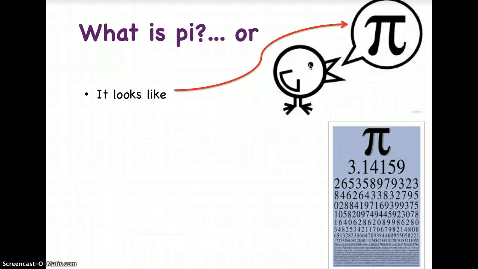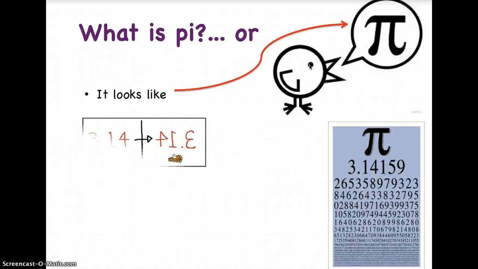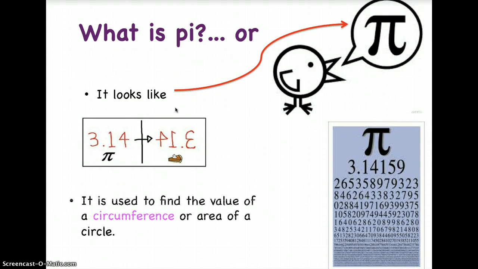So for this lesson, we are just going to use the value 3.14 for pi. We need pi to be able to solve the value of our circumference or area of the circle. But for this lesson, we need pi or 3.14 to get the circumference.